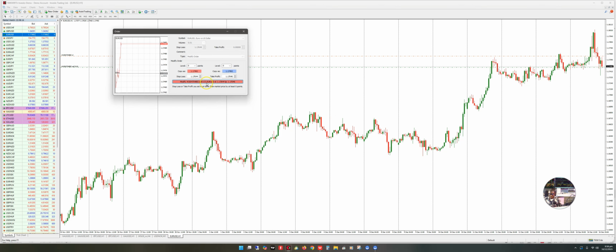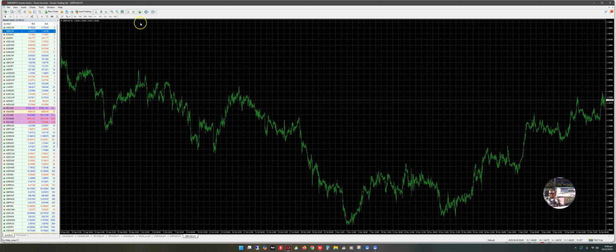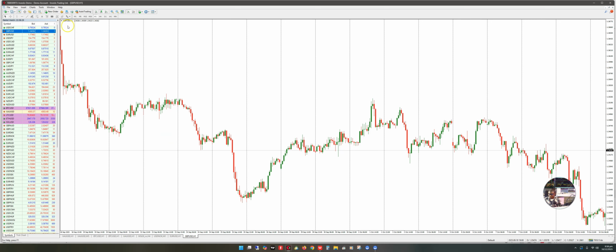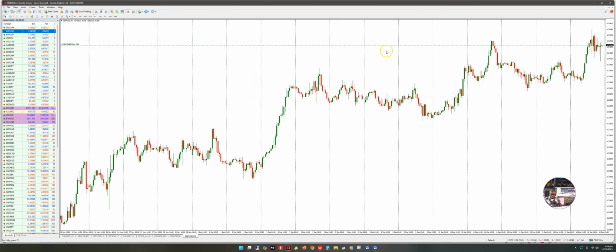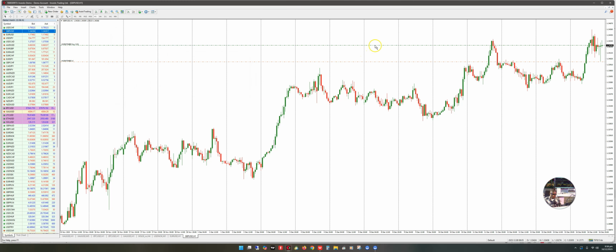Now you come to the chart again. You notice the market is buying. You click on buy. That's instant execution. You set your stop loss and you also set your take profits.